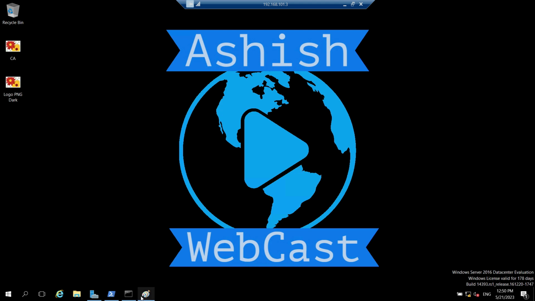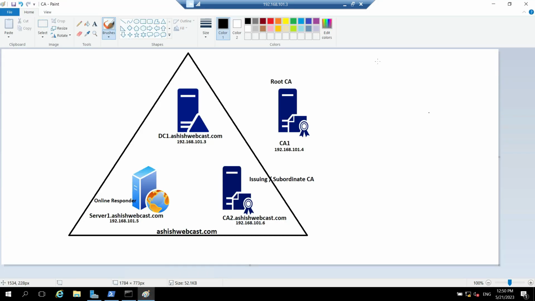So let's understand my current lab configuration to deploy the two-tier PKI environment. So let's see the environment. This is my single forest, single domain AD environment, and it is ashishwebcast.com. I have one domain controller. This domain controller will definitely have DNS, and it will also have the LDAP path for CDP and AIA.